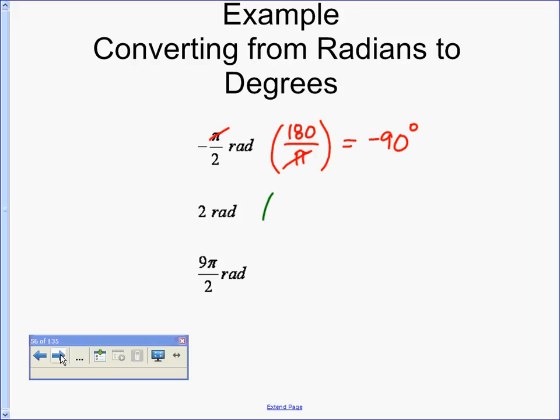Okay, and the second one, this one does not have a pi in it, so it's not going to cancel. We want to multiply by the 180 over pi. And when we do that, on your calculator, you get about 114.6 degrees.